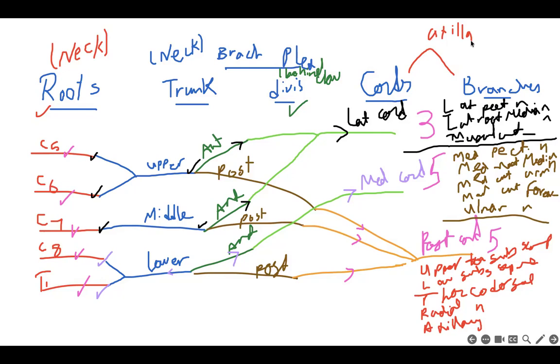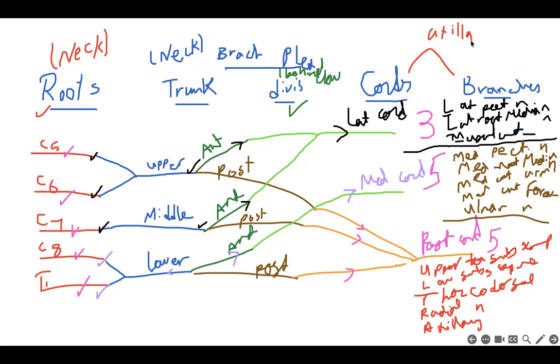So we have three cords. Lateral cord: lateral pectoral, lateral root of median and musculocutaneous. Medial cord: medial pectoral, medial root of median nerve, medial cutaneous of arm, medial cutaneous of forearm, and finally ulnar. And posterior cord: upper subscapular, lower subscapular, thoracodorsal, radial, and axillary. Are all these branches only from the cords?